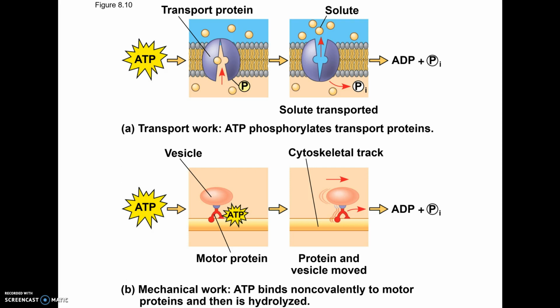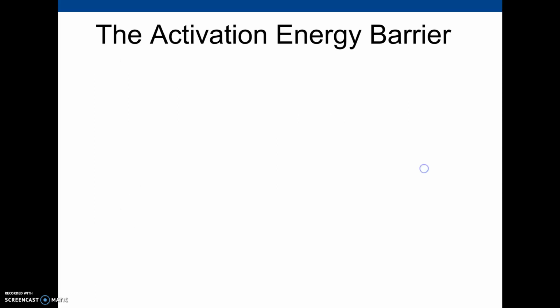And this is just some pictures showing it. The phosphate at the top causes the protein to change shape. At the bottom, it's actually allowing this protein to move, is what they're trying to show here.